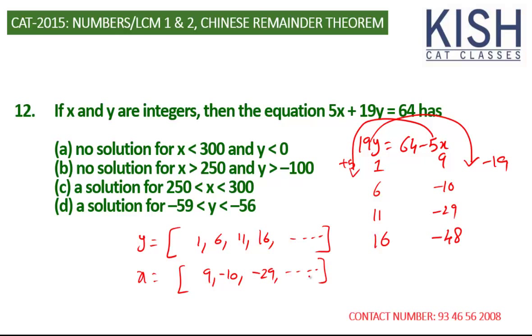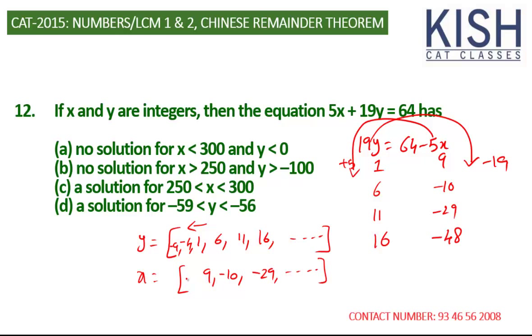No solution for x less than 300. X less than 300 is always possible here. Now y less than 0, we need to check. Y less than 0 means it's going to be a negative number, so the left hand side number is going to be a negative number. So we can write this arithmetic progression on this side as well: 1, 6, 11, 16. So we can say that's going to be minus 5, minus 4, and minus 9. Look at this one. There is a solution even if x is less than 300 and y is less than 0. There is a solution.